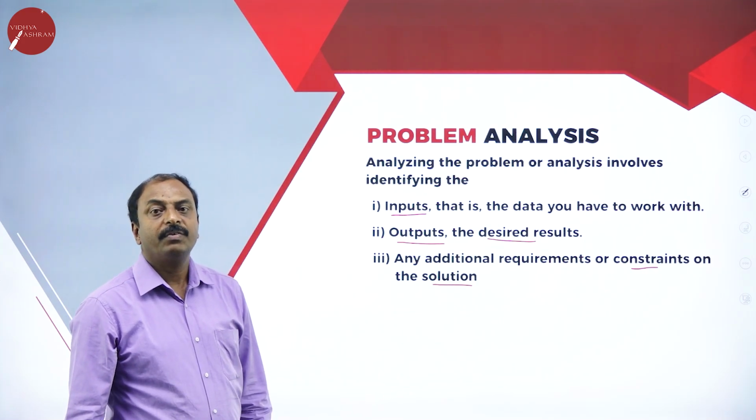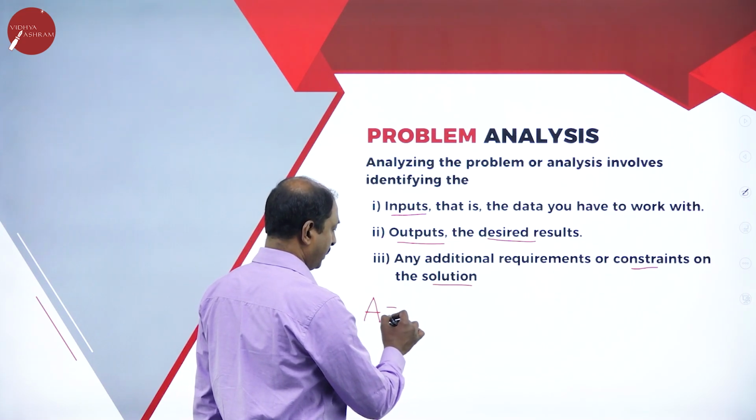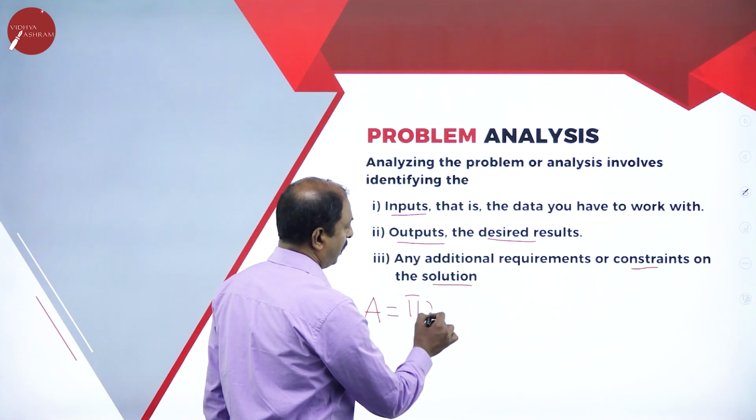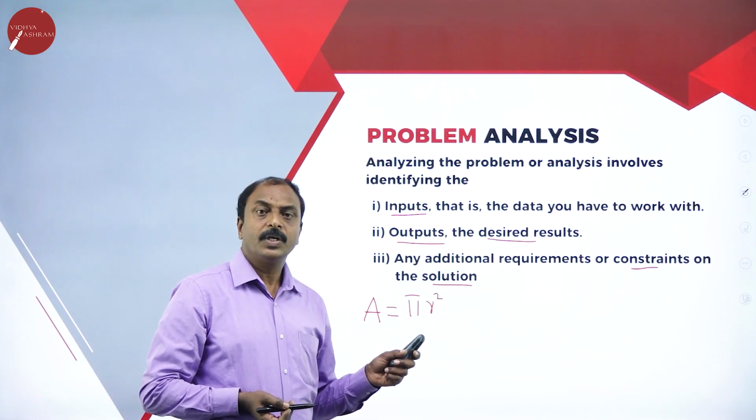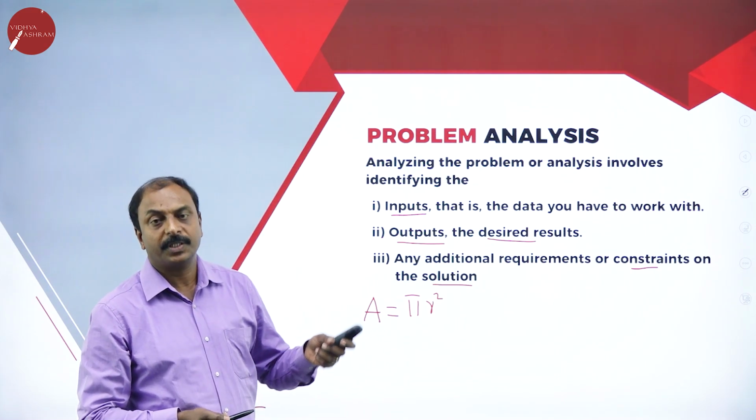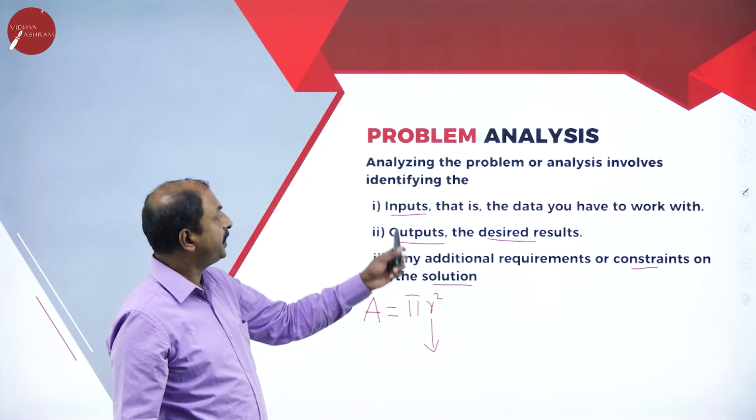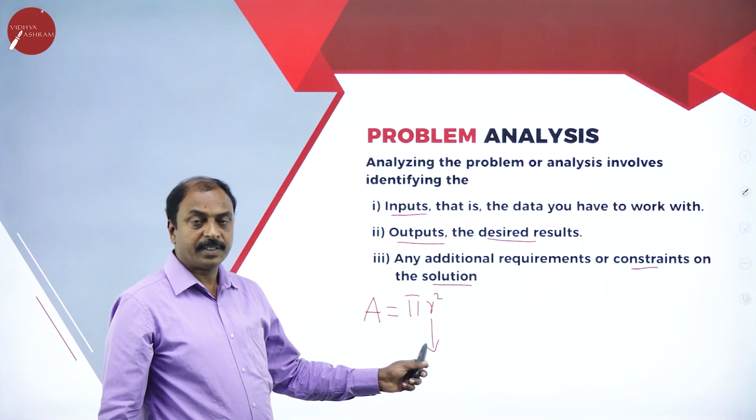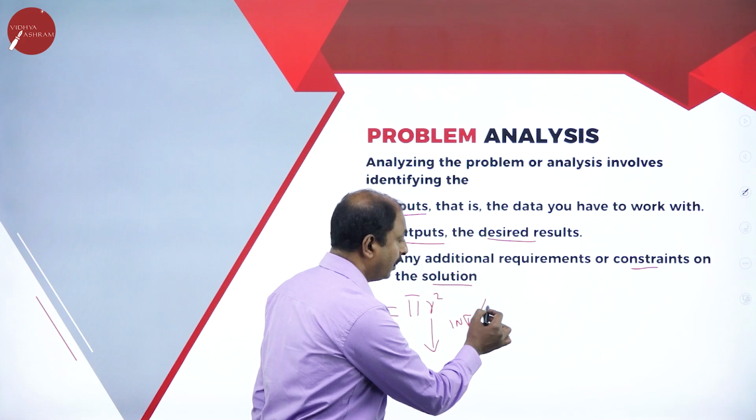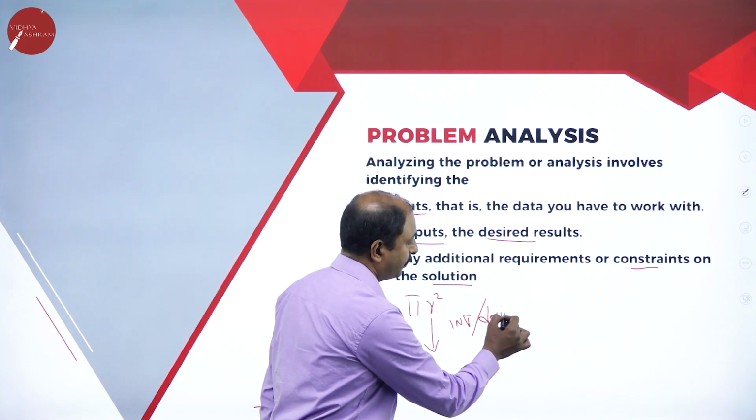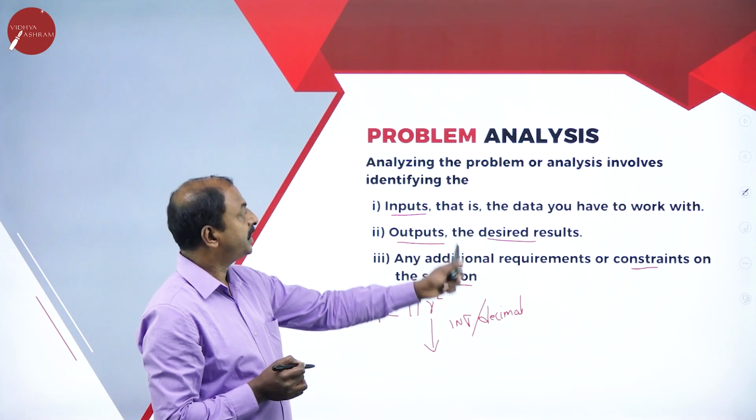For example, if I want to find the area of a circle, that is A equals pi r squared. So in this example, first of all, what data do we have to feed into the computer? Here we have to enter the value of the radius. This is the first step. And what type of data? The radius is either an integer or a decimal number. So this is step number one.